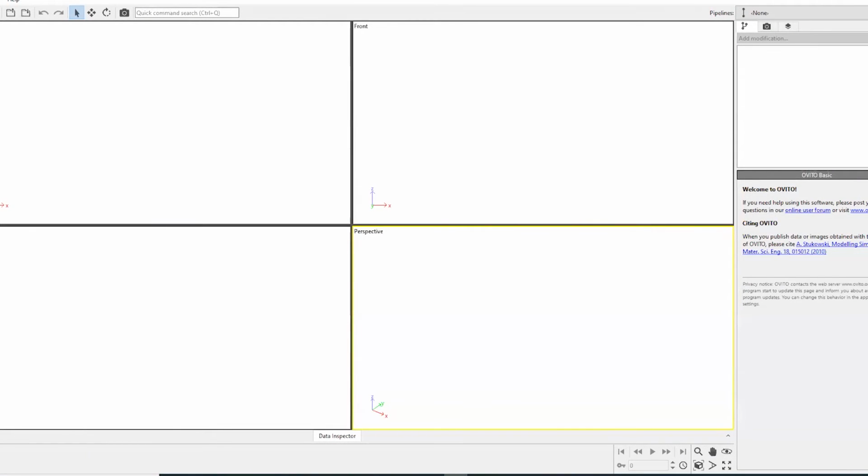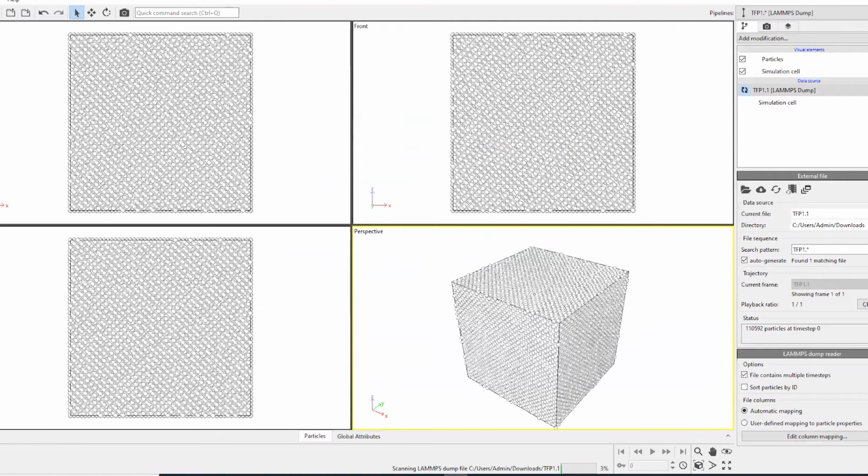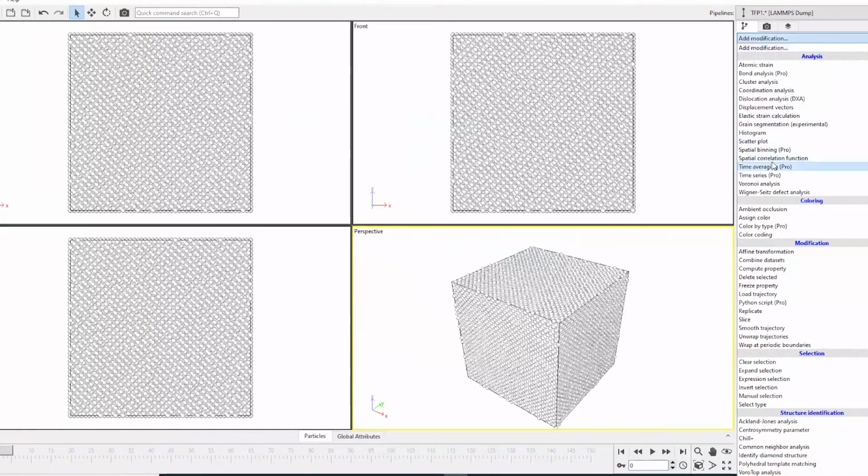You have this Ovito, and you load the file. For a particular run, I have this TFP 1.1 file. You can see here all the atoms of your model in Ovito. Now I'll show you how to analyze the defects. There are different options in Ovito, depending on your application. For the defects, I'm using Wigner-Seitz defect analysis. So select that.